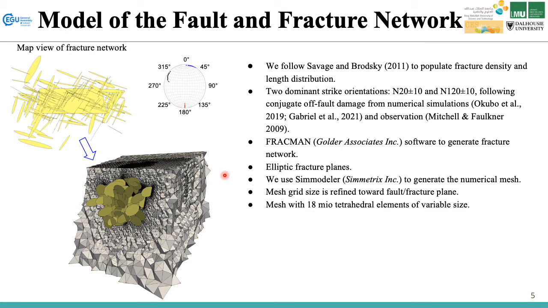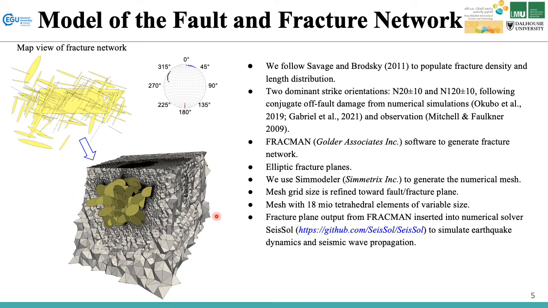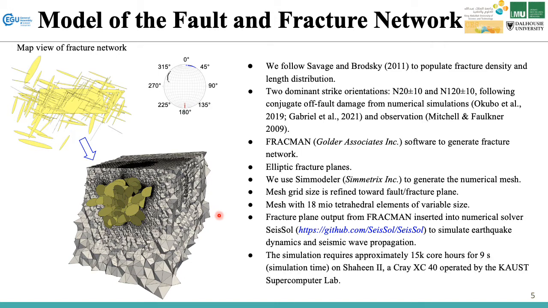As a result, we have about 18 million tetrahedral mesh elements, as shown by a crop view of the rendered mesh. Next, the output fracture plane from Fragment after meshing is inserted into the numerical software SeisSol to simulate earthquake dynamics and seismic wave propagation. The 9-second simulation time requires approximately 15,000 cores on Shaheen 2. Shaheen is the Cray XC40 operated by the KAUST Supercomputing Laboratory.